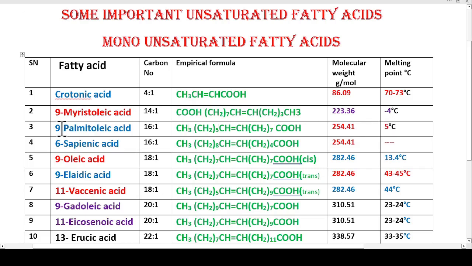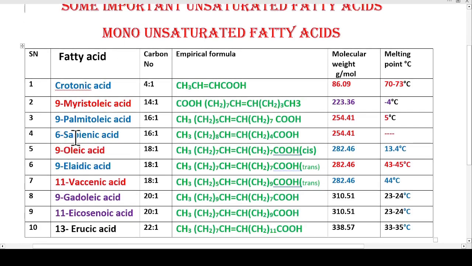Next, the third monounsaturated fatty acid is 9-palmitoleic acid. Palmitic acid is a saturated fatty acid, and this 9-palmitoleic acid is an unsaturated fatty acid. We know palmitic acid contains 16 carbons, and the double bond is at the 9th carbon. In the equation below we can see COOH, CH2 7 times, and CH, so the 9th carbon. This is the 9th and 10th carbon. Its molecular weight is 254.41. It is a cis configuration. What is this cis and trans configuration? I will explain in forthcoming lessons or videos.